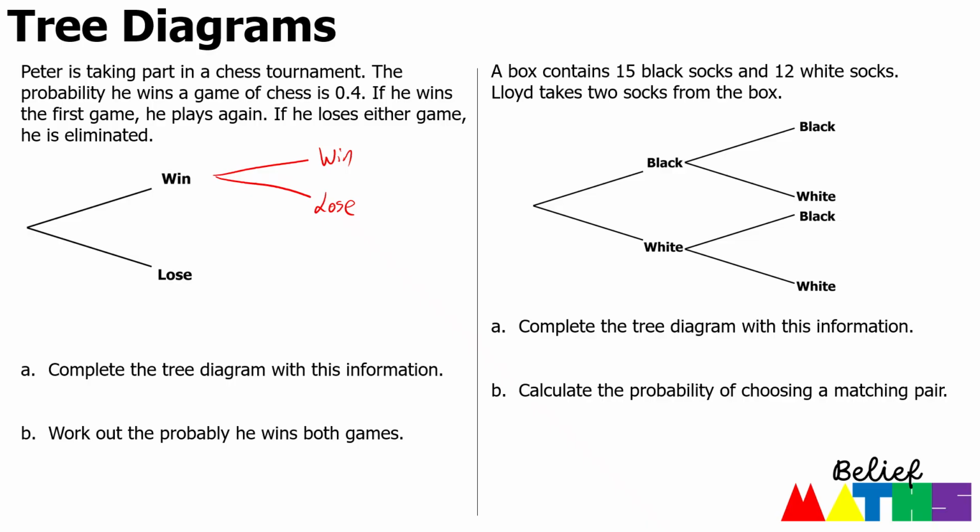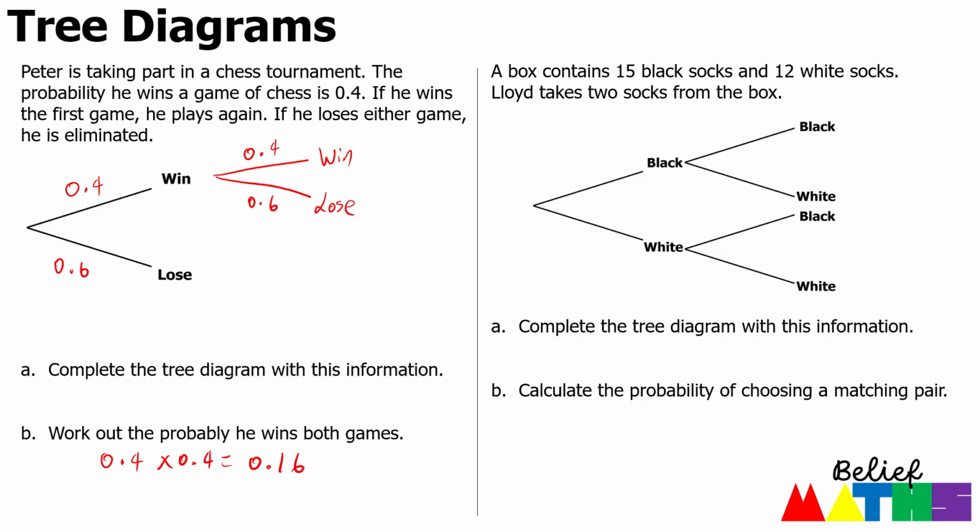So we then need to figure out what the information is that we're going to work out. So we can see the probability that he wins each game is 0.4. So for that 0.4, this is 0.6, and then it's the same in the second sense, 0.4 and 0.6. So that's our tree diagram completed. It then says, what's the probability that he wins both games? Well, that's just 0.4 times 0.4, and that gives us 0.16.